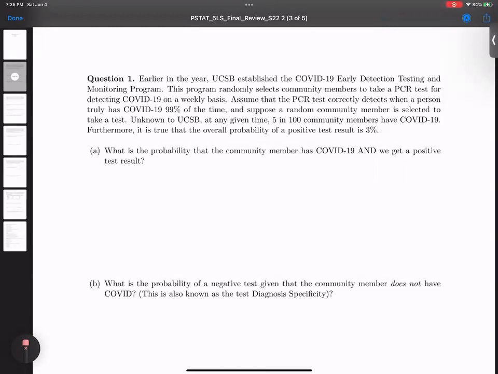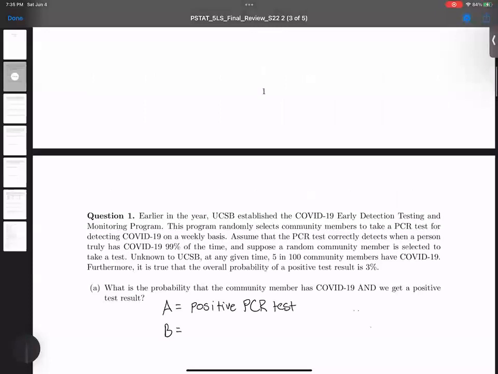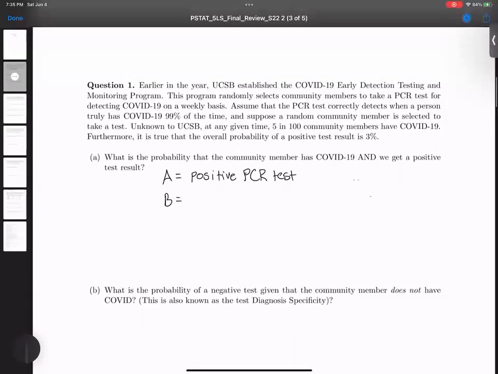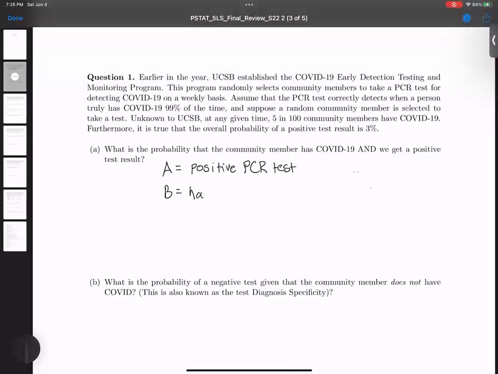First, let's define what our events are that we're working with. Let's call event A the event where we get a positive PCR test result. And then the other event that's going on, we want to know whether the community member has COVID. So let's call B being truly positive with COVID. So B is having COVID.